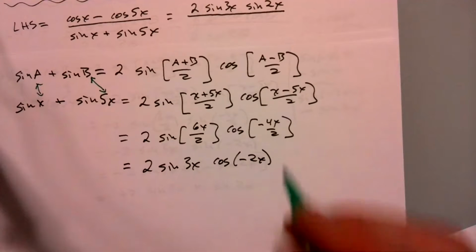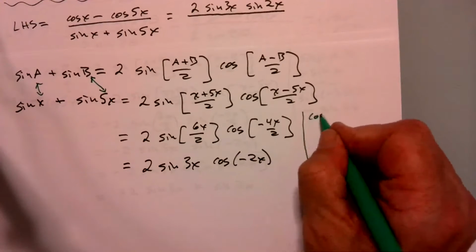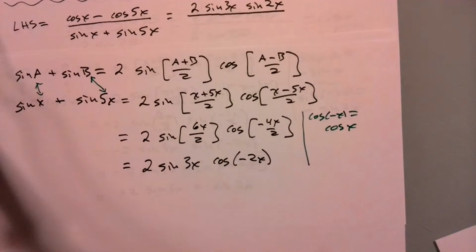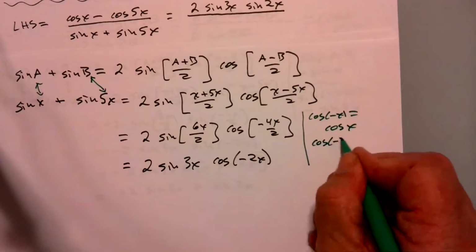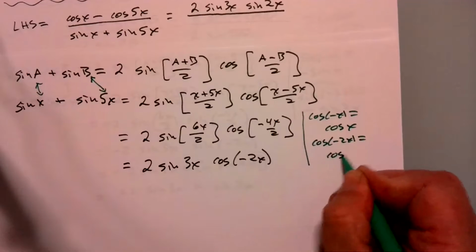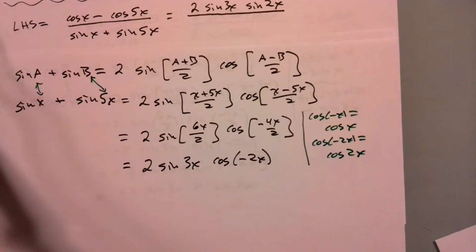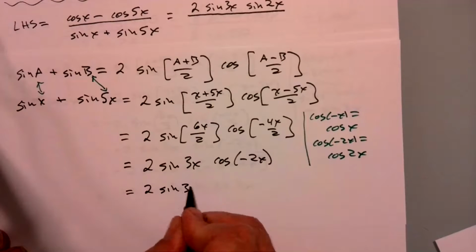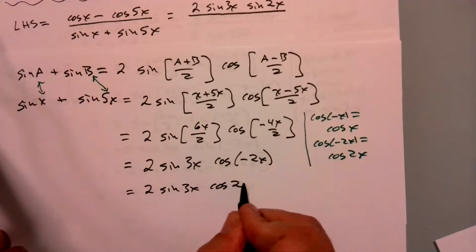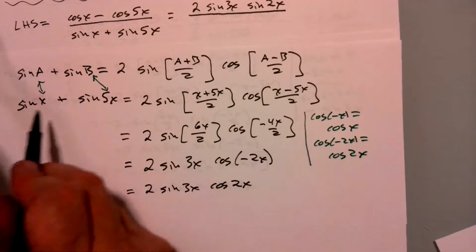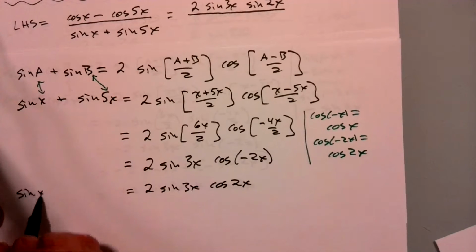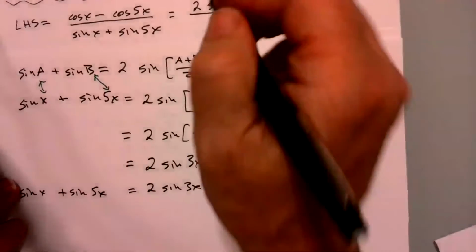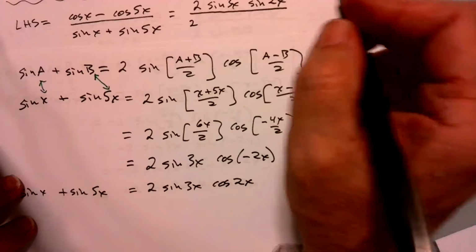But again, remember, cosine is even. Cosine of negative x is cosine x. So cosine of negative 2x equals cosine of 2x. So the final part of the denominator of this proof is going to give me 2 sine 3x cosine of 2x. That, of course, is sine x plus sine 5x. So go ahead and make that substitution up here. So we get 2 sine 3x cos 2x.